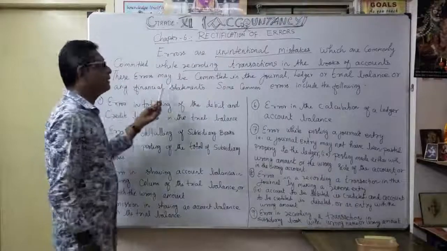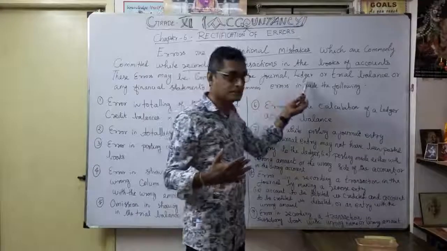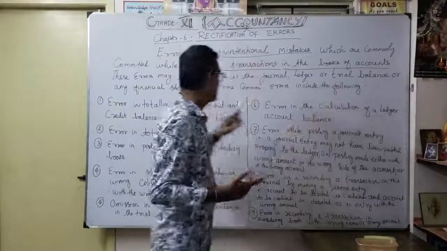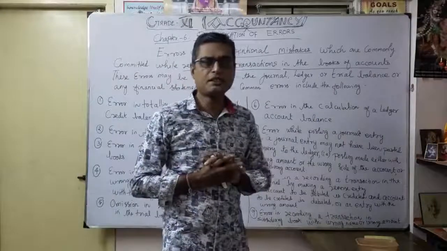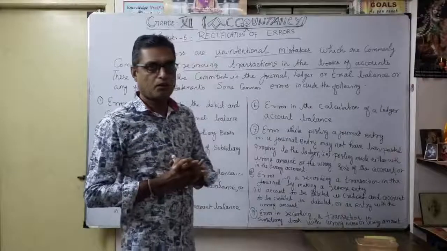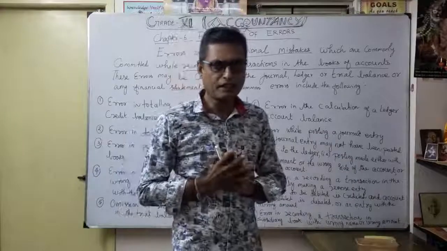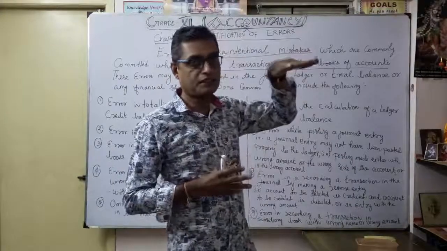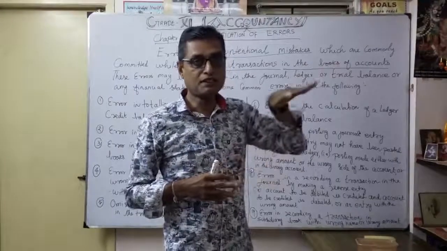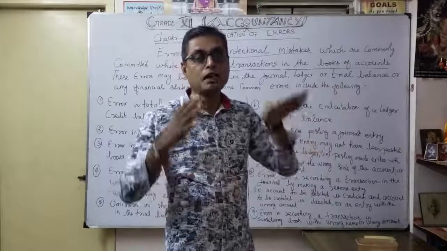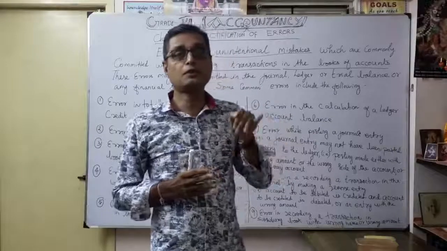The errors may be committed in the journal, the ledger, the trial balance, or even in the financial statements. Here, the financial statements are the trading account, profit and loss account, and the balance sheet. These are the locations where errors occur unintentionally. Once an error has occurred, how to rectify it? Before that, how to identify the errors? That is also very important, because only once you identify the errors can you rectify them.